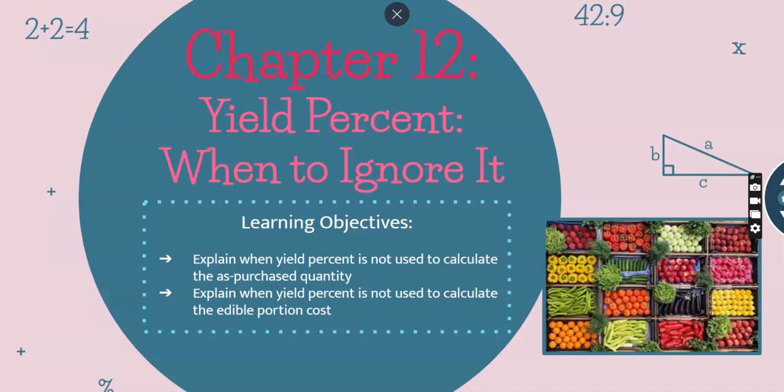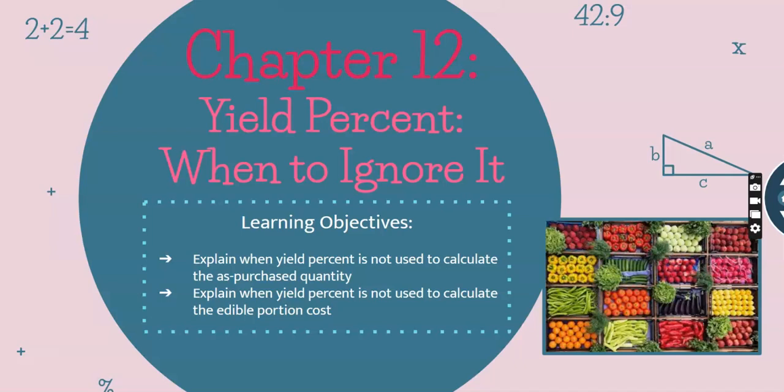All right, so now we are going to do chapter 12, which is yield percent and when to ignore it. We talked about yield percent a little bit in chapters 7 and 8, and we talked about it with edible portion cost. But there are times that yield percent will actually mislead you, so you need to know when to avoid it.